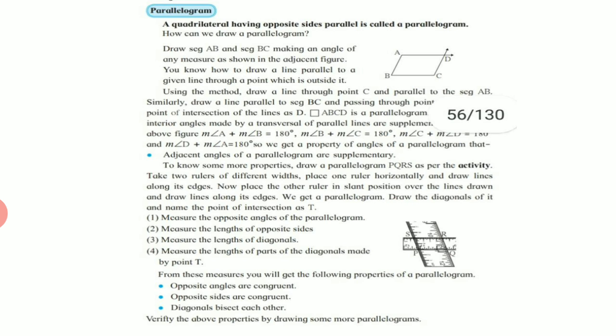From this we will get the following properties. First one, adjacent angles of a parallelogram are supplementary. Second property, opposite angles are congruent. Third property, opposite sides are congruent. And last property, diagonals bisect each other.